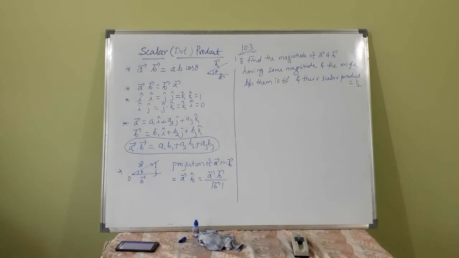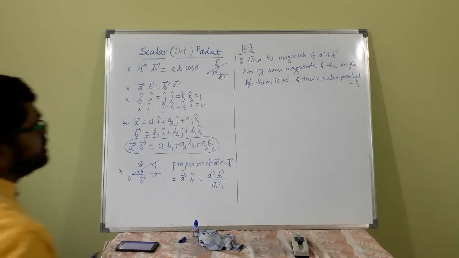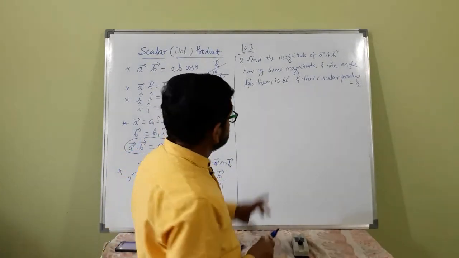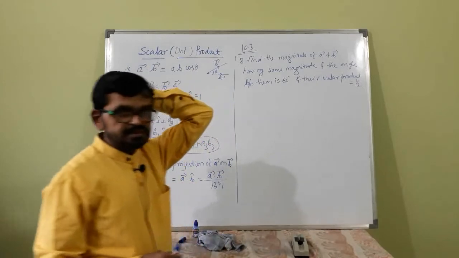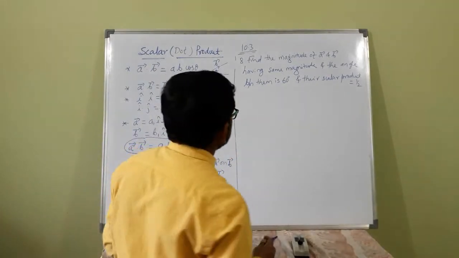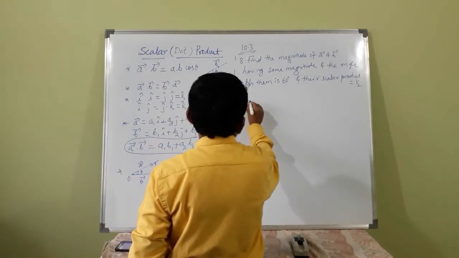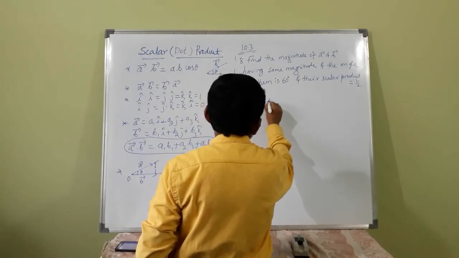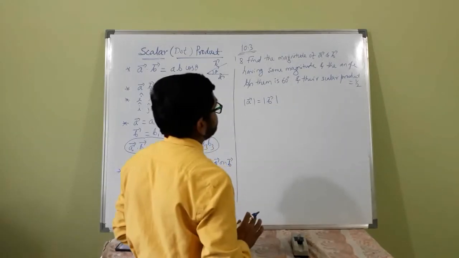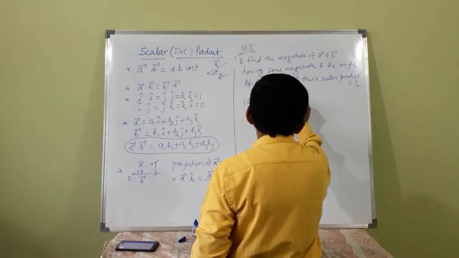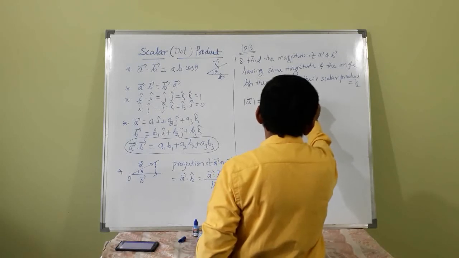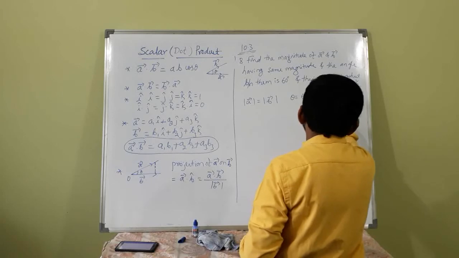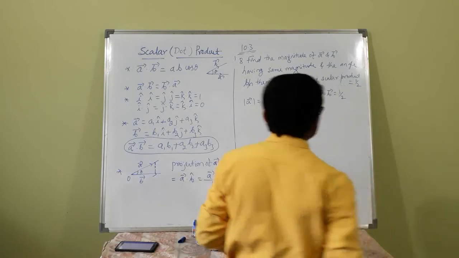Find the magnitude of A and B having the same magnitudes, and the angle between them is 60 degree and their scalar product is half. See here, let us apply directly what is given here. Magnitude of A is equal to magnitude of B, one thing, and theta is 60 degree and A dot B is equal to half. This much information is given.